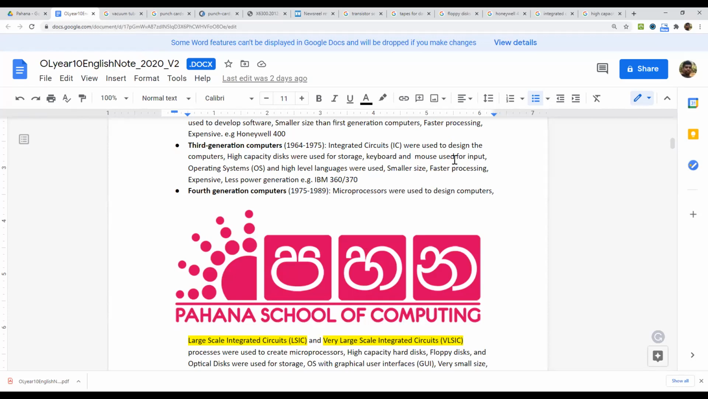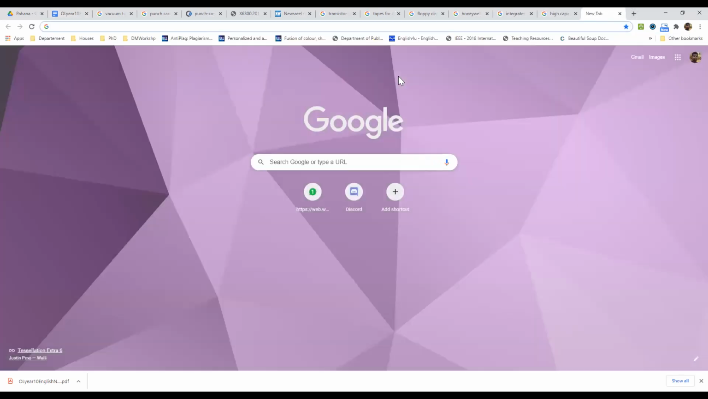And then keyboard and mouse were used. So at that time we had keyboard and mouse and operating system. Early days there was no operating system, main software were not used. Size was small compared to second generation computers, faster compared to second generation computers, and it also generates less power. So the IBM 360 and 370 computers are examples for this.